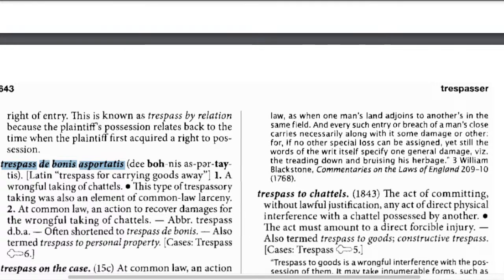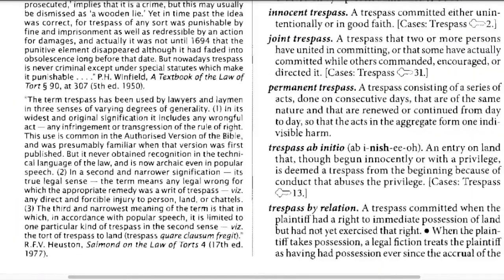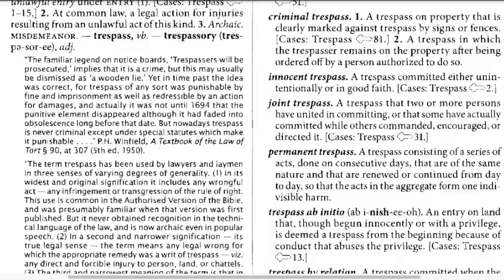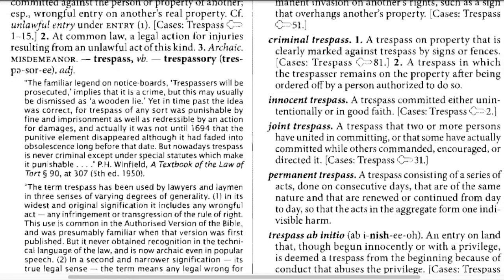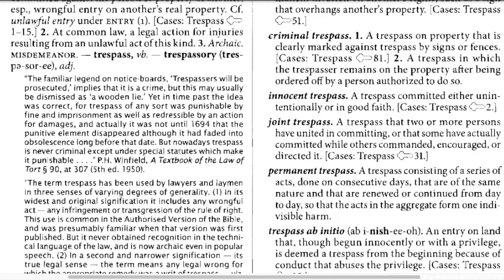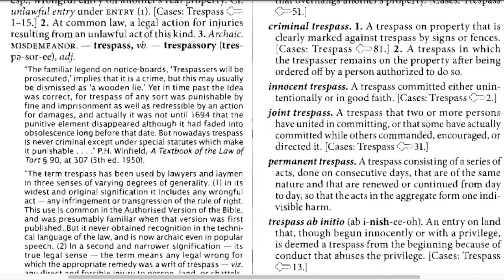Okay. And I wanted to read this one here because this looked very interesting, just under trespass, 13th century. But here we have this little from the textbook of Law of Tort, 1950: the familiar legend on notice boards, trespassers will be prosecuted, implies that it is a crime. But this may usually be dismissed as a wooden lie. Yet in time past, the idea was correct.